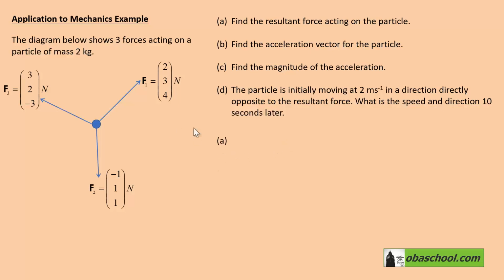So in part A, we want the resultant force, and we're just going to get that by adding the three forces. So (2, 3, 4) add (-1, 1, 1), add (3, 2, -3). So that's going to give me (4, 6, 2).